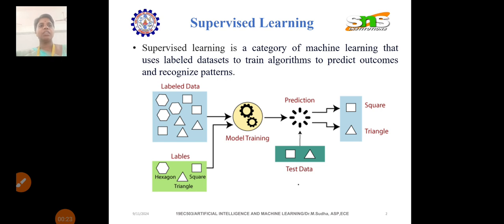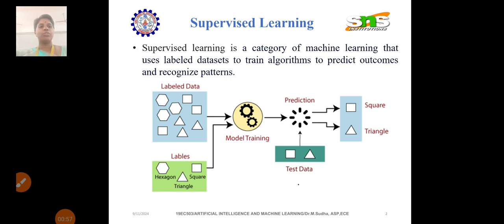It is a category of machine learning that uses labeled data sets to train algorithms to predict outcomes and recognize patterns. So you can see the image here, the representation. Labeled data is there, and labels are there. Here the data is labeled based upon the shapes: hexagon, triangle, square, and we are feeding this labeled data as input to the model training.